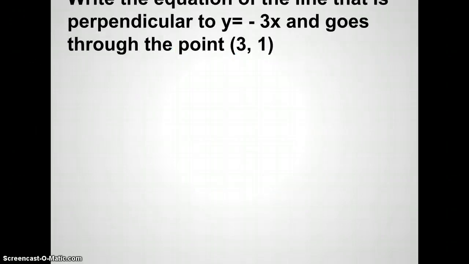And our last problem, again, I believe it got cut off a little. Write the equation of the line that is perpendicular to y equals negative 3x and goes through the point 3, 1. So again, they give me this equation. The only thing I want to pull from this equation is the slope. But rather than having exactly the same slope, I'm going to want the opposite reciprocal because it needs to be perpendicular. So the slope I want needs to be a positive 1/3. And then I'm going to use the point 3, 1.